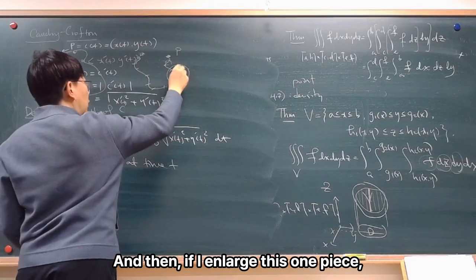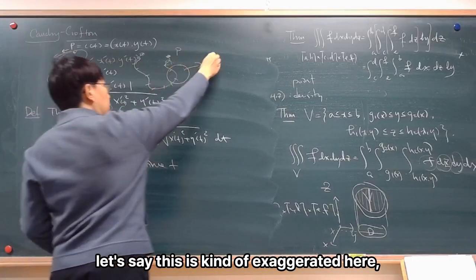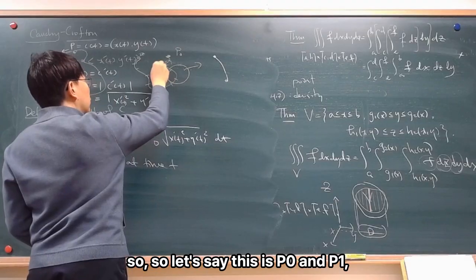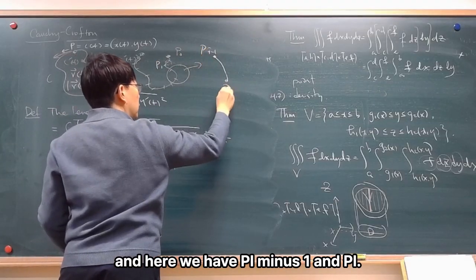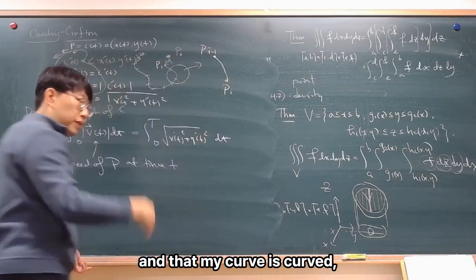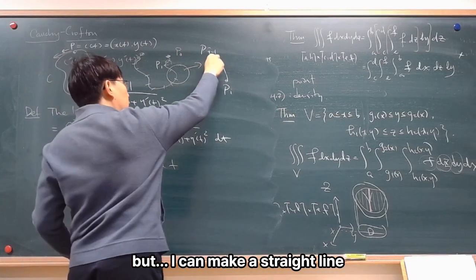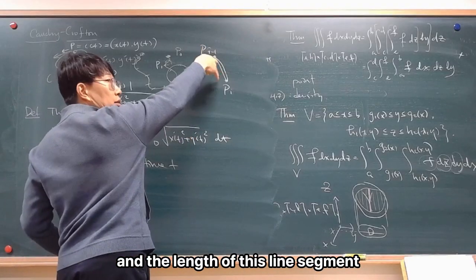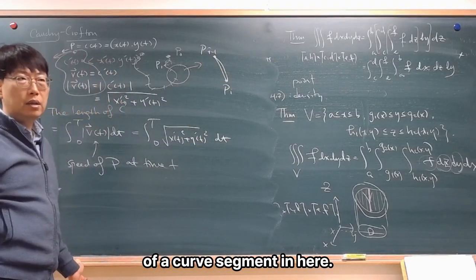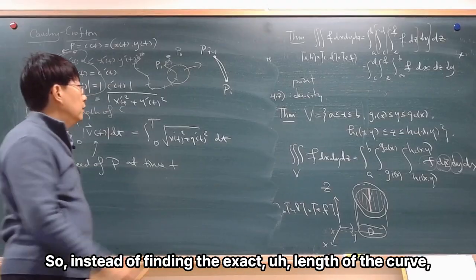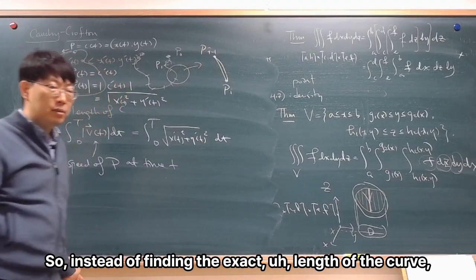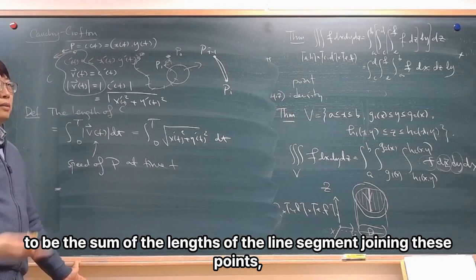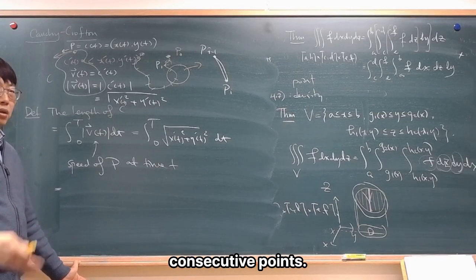And then if I enlarge one piece, let's say this is kind of exaggerated here. Let's say this is P0 and P1, and here we have P(i-1) and P(i). So my curve is curved. It's not a straight line, but I can make a straight line between the endpoint and the starting point. And the length of this line segment is almost equal to the length of the curve segment here. So instead of finding the exact length of the curve, I can approximate my length to be the sum of the lengths of the line segments joining consecutive points.